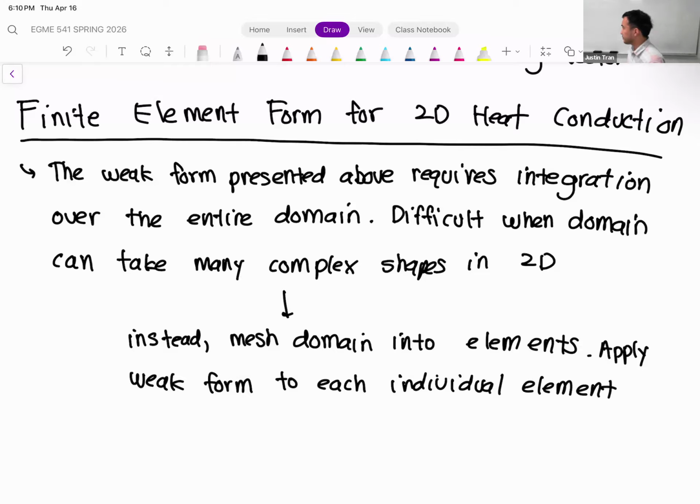Okay. So instead of doing one weak form for the entire domain, we're going to do many, many, many weak forms for each individual element. And then to ensure that our solution is nice and smooth and continuous across element boundaries, we need to enforce continuity between different elements, right? And so that means our solution must be nice and smooth and continuous, no jumps or discontinuities going from element to element.